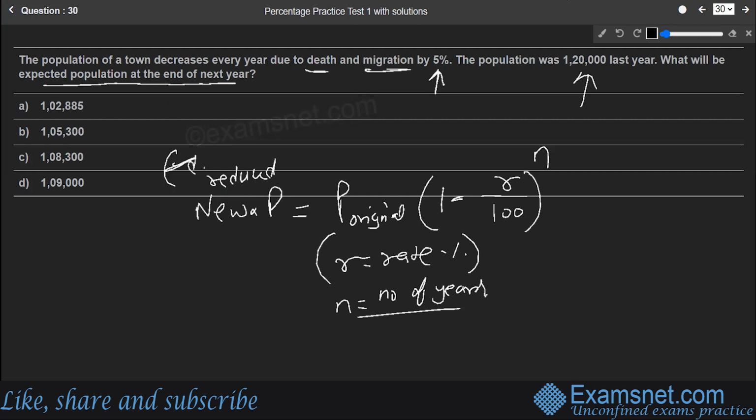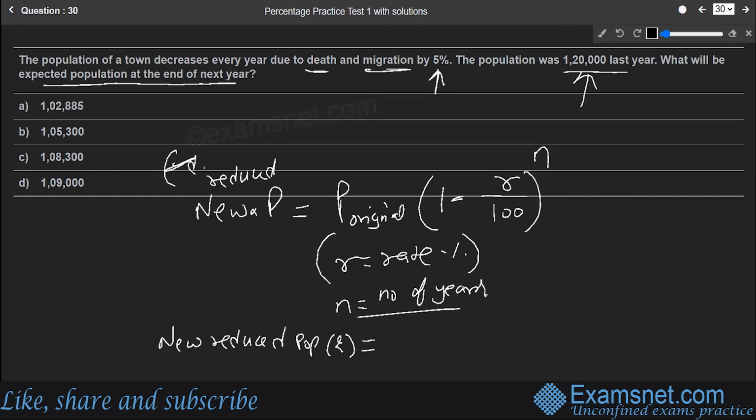Okay, so if we apply this particular formula into this situation, the new reduced population at the end of next year is what they are asking. The population was 1,20,000 last year, and they are asking for the population after next year. So there is clearly a span of 2 years: last year, then present year, then next year. So clearly a span of 2 years we have to calculate. So new reduced population after 2 years.